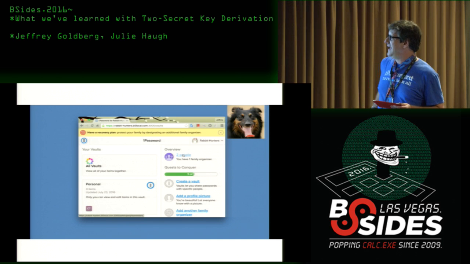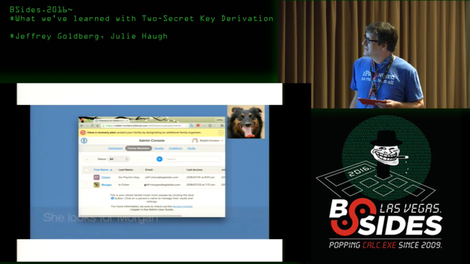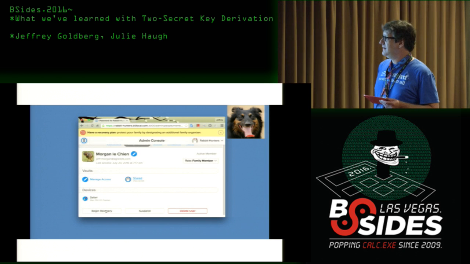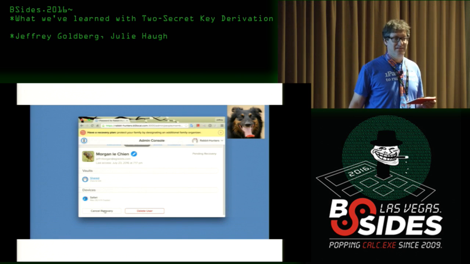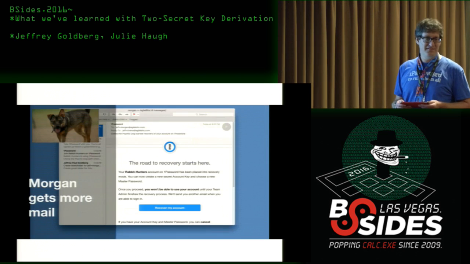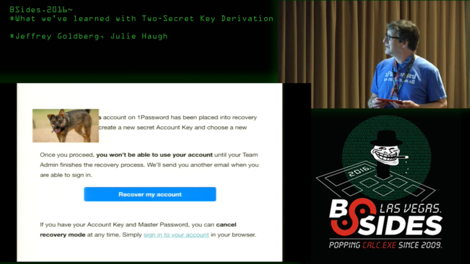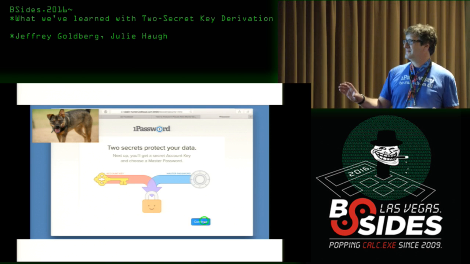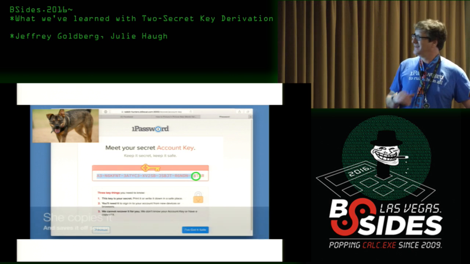She goes into the admin console, and she sees Morgan here. And she clicks on a begin recovery button. And that really just sets Morgan's account into a particular state and sends email to Morgan about the road to recovery. And effectively, Morgan is creating a new account, but it's with her old email address and identifying information.